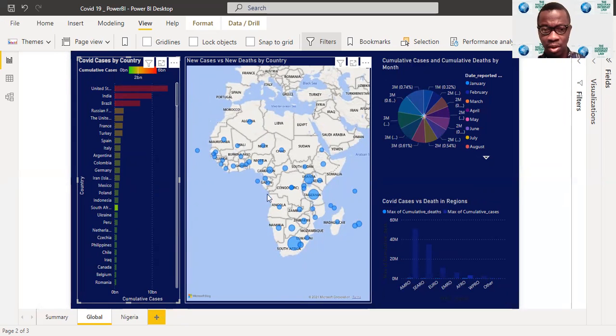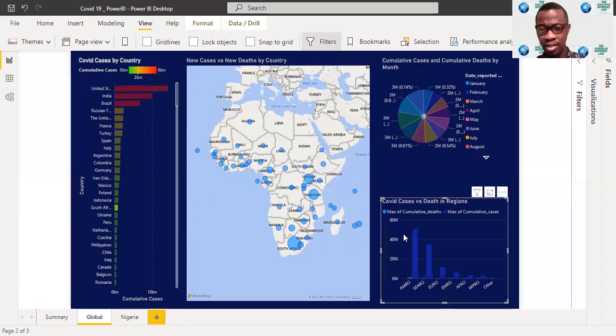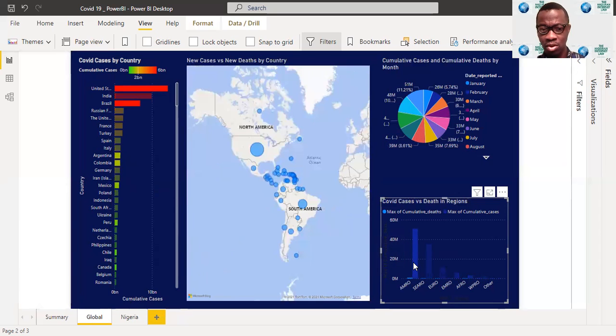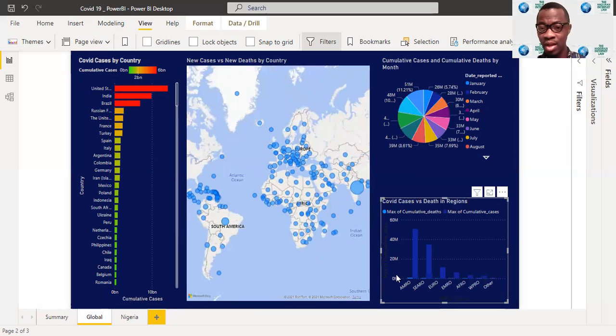And all right, we can see Nigeria is here, not a lot of cases compared to the other regions. When we look at the other regions, the American region, for example, we can tell the impact. So this is based on the data which I sourced from the World Health Organization's website from 23rd December 2021.